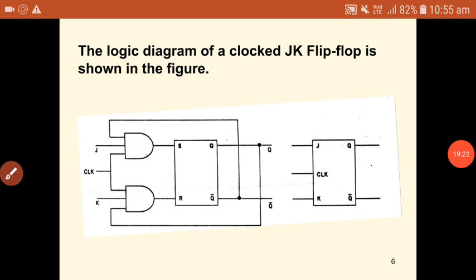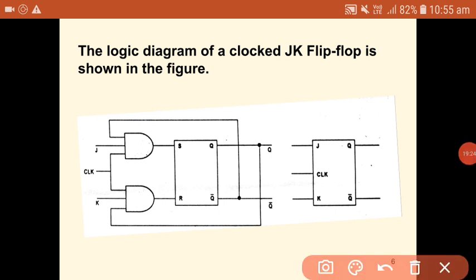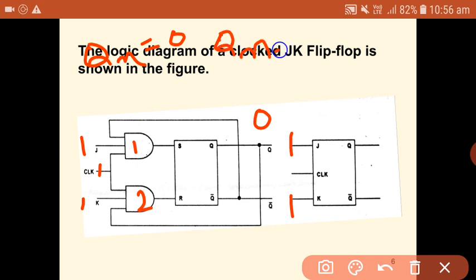Next we will observe the last combination, that is J is equal to 1 and K is equal to 1. Whenever J is equal to 1 and K is equal to 1, now if you observe the first and second AND gates outputs, and also clock is equal to 1, I am assuming, so two of the inputs of both the AND gates 1 and 2 will be equal to 1. Now I need to assume the outputs. Let us say Q is equal to 0 now. I am assuming Qn is equal to 0, so that I need to find out what is Qn+1.